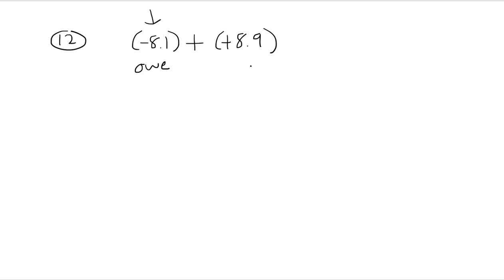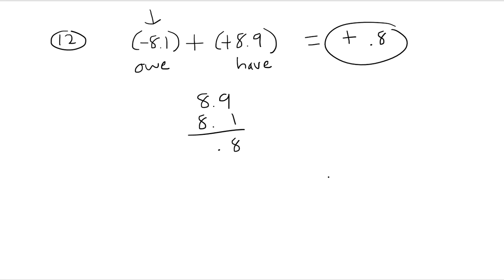In this case, our owing amount is smaller than our having amount. Okay, so when we combine those, we know our answer is going to be positive, and to figure out how much we're going to have, we just take the 8.9, we subtract the 8.1, which leaves us with 0.8. So our answer would be a positive 0.8. And remember, you don't have to put the positive sign. You can have it just be 0.8, and that is positive 0.8.